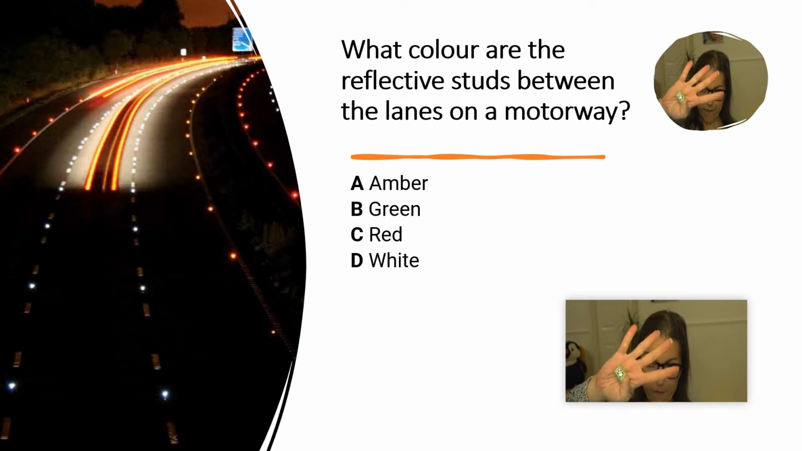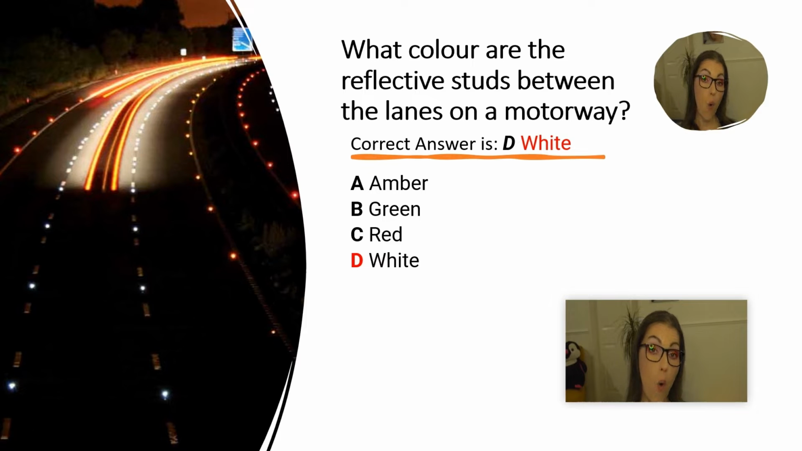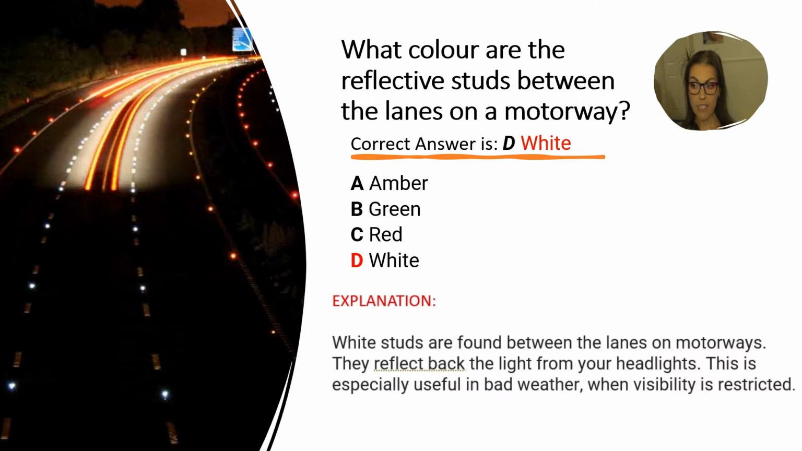5, 4, 3, 2, 1. And the correct answer is D. White. Explanation. White studs are found between the lanes on motorways. They reflect back the light from your headlights. This is especially useful in bad weather when visibility is restricted.